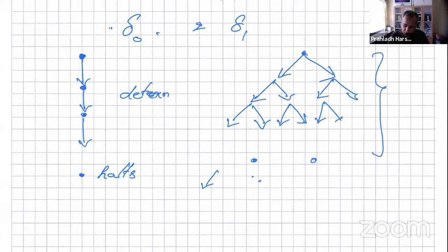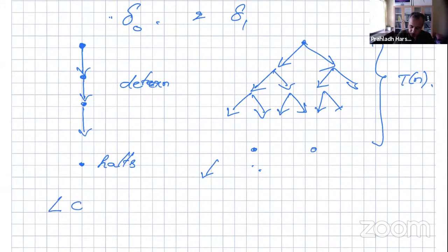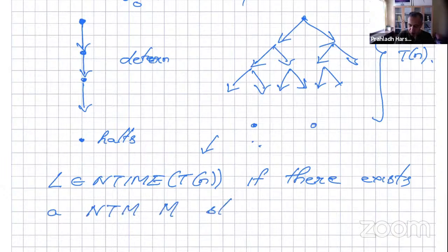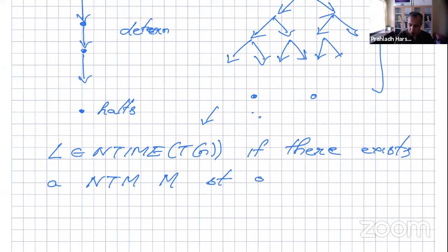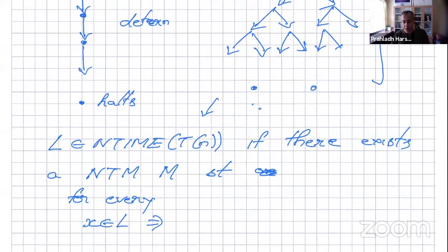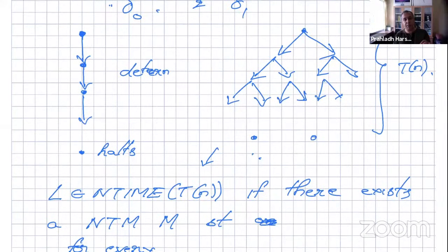So I will say that L belongs to non-deterministic T(n) if there exists a non-deterministic Turing machine M such that for every x in the language, there exists at least one path, one of these paths, that stops within time T(n) and says accept.